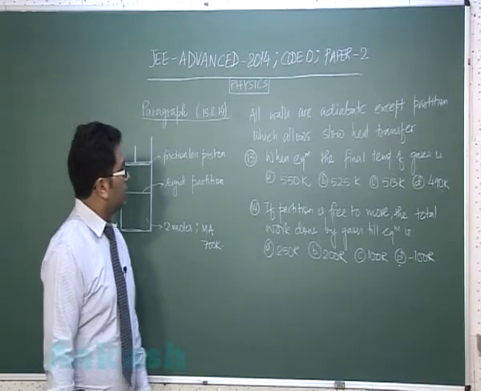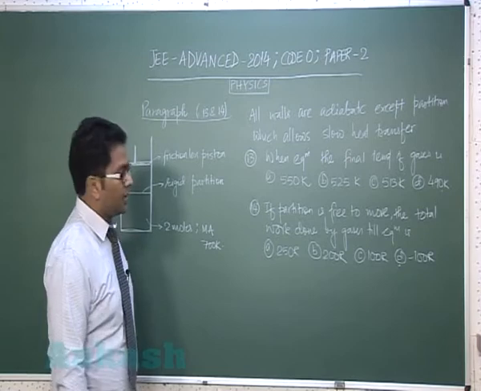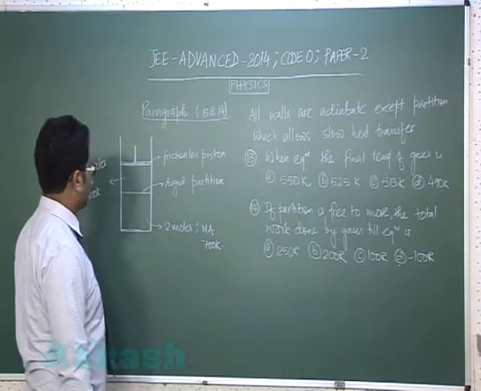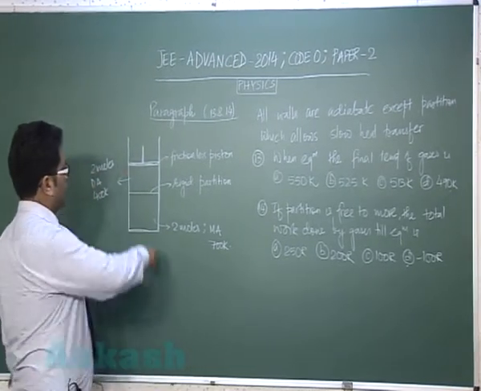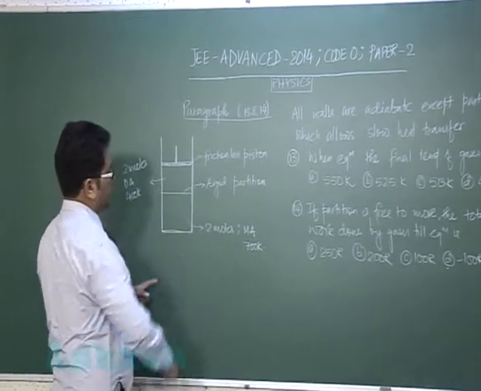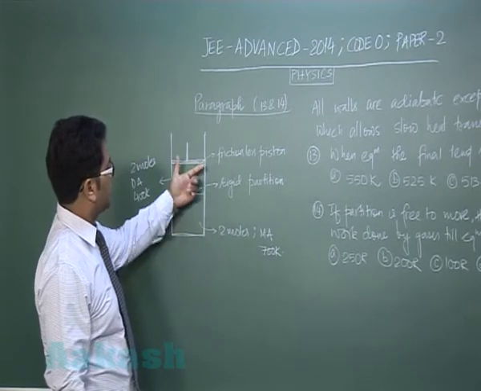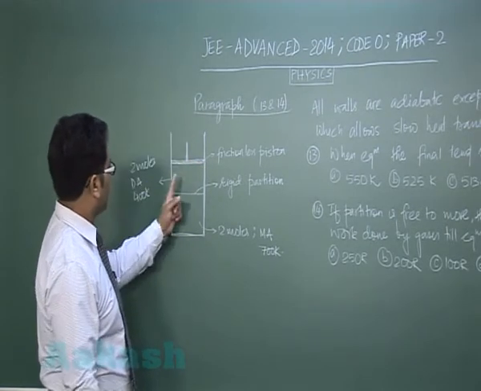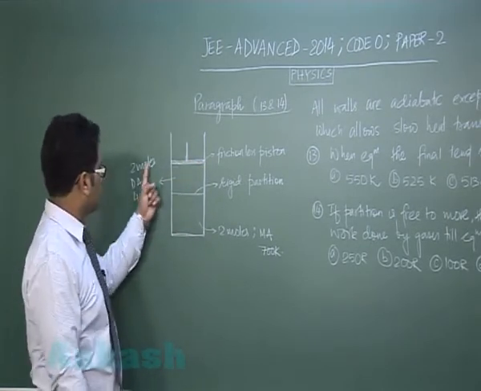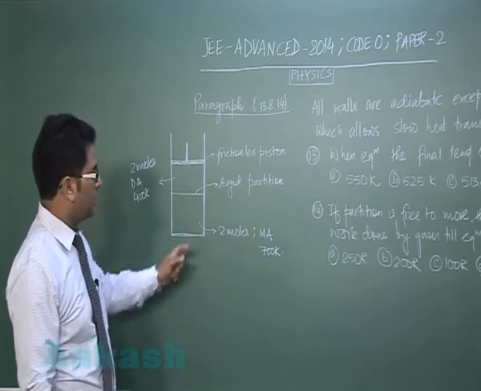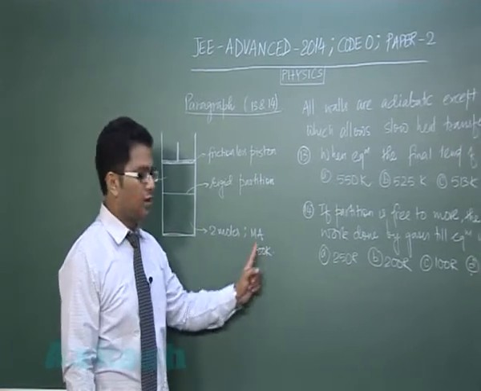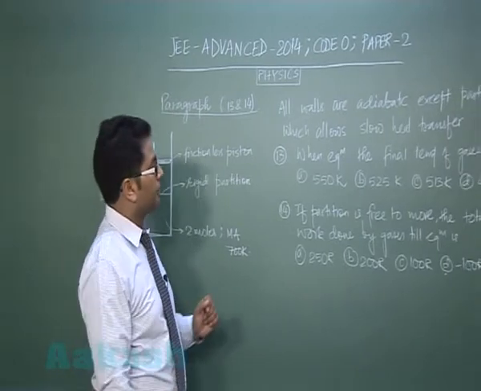Alright, let's see paragraphs 13 and 14. It's a nice question from thermodynamics. A cylinder is given with a rigid partition and a frictionless piston, which means it can move. The upper compartment has 2 moles of diatomic gas at 400 Kelvin, and the lower one has 2 moles of monoatomic gas at 700 Kelvin.